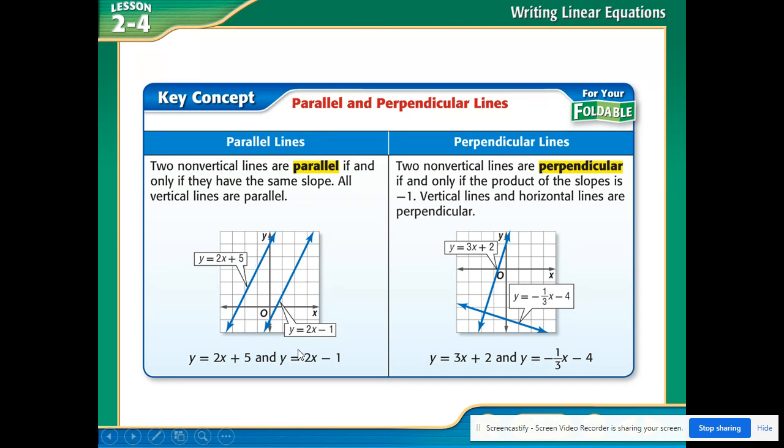So if this one's going up 2 and over 1, it has to also go up 2 and over 1. Notice the only difference in that equation is this last value, this b value. This one goes through at 5, and this one goes through at -1. But those slopes are the same. For parallel, they will always be the same slope.